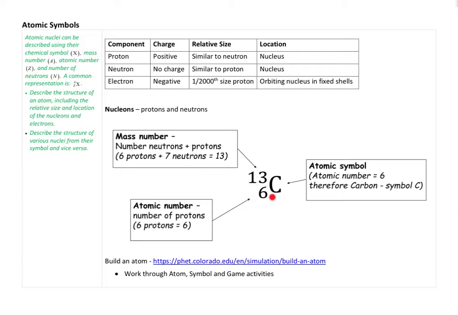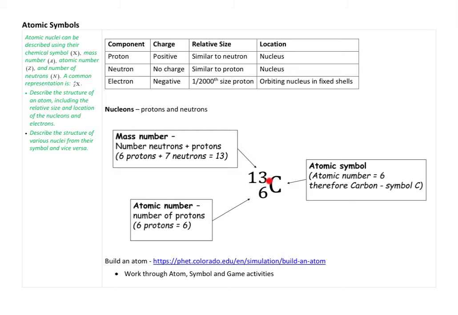Down here, often in physics at least, we put the atomic number. And the atomic number is the number of protons. So in a sense, it's a little bit redundant having an atomic number and a symbol, because if this is 6 protons, it must be carbon. If it's 7 protons, it must be nitrogen, therefore N. If it's 8 protons, it must be oxygen, therefore O, and so on.